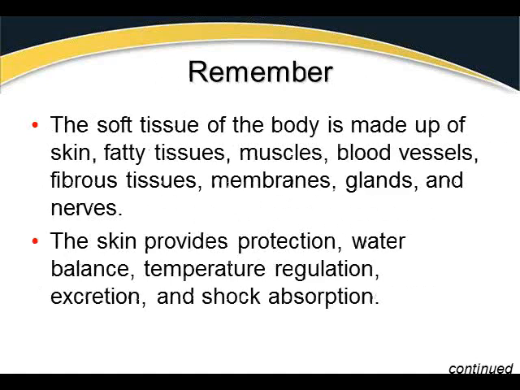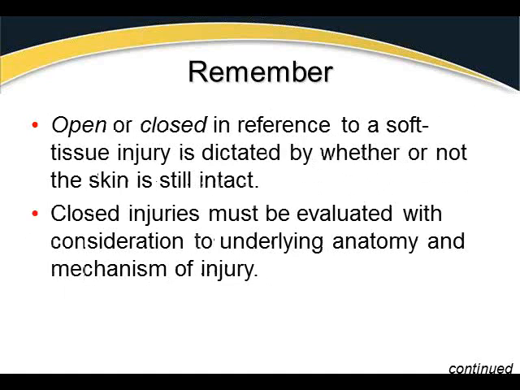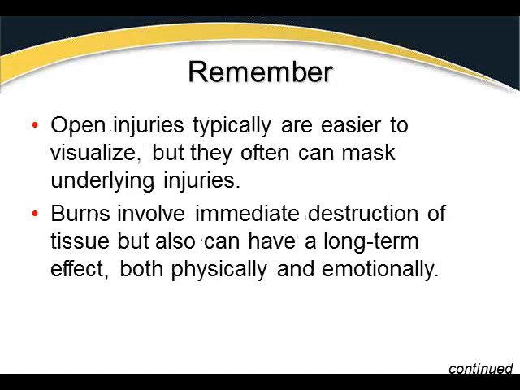Remember the soft tissue. The body is made up of skin, fatty tissues, muscles, blood vessels, fibrous tissues, membranes, glands, nerves, and that skin has a lot of major functions such as protection and regulation that it provides for us. Open or closed is a reference to the soft tissue and is dictated by whether or not the skin is still intact. Closed injuries must be evaluated with consideration of what's underneath there. Open injuries should also be considered with that. If we get stabbed, where do we consider the possibilities that the knife could have gone? Open injuries are typically easier to visualize, but they can often mask underlying problems.